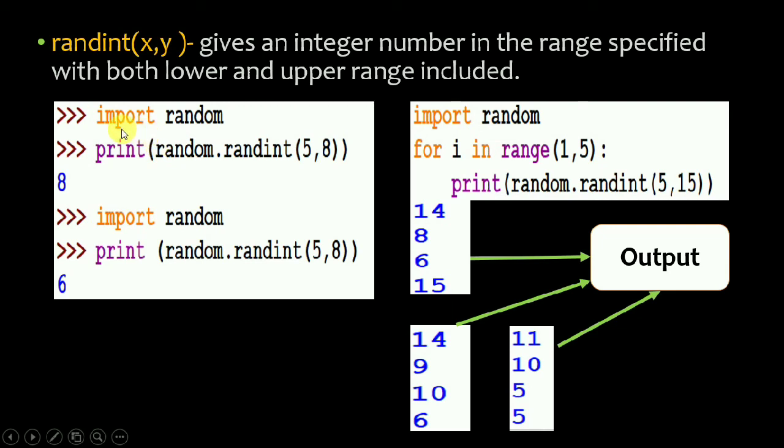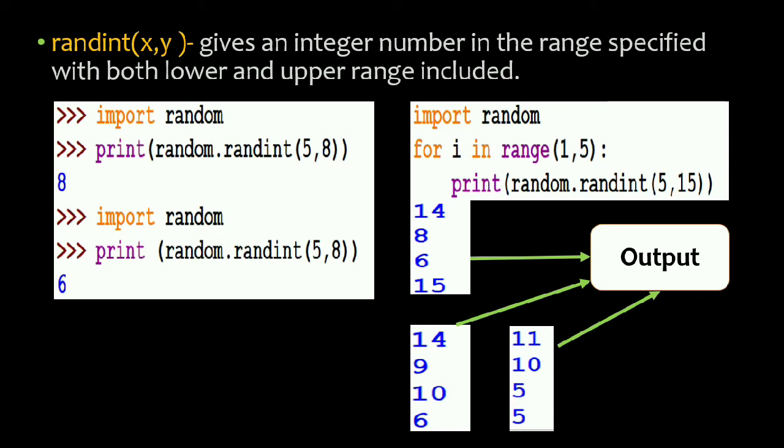Here you see the example: import random, print random dot randint 5,8. Random is the name of the module and randint is the name of the function. With 5,8, it will take a value from 5 to 8 and print one value, because this is the range. So one time the output 8 has come, second time the output 6 has come. Every time you run this program, it will show you a different output, but the output will always be an integer number.